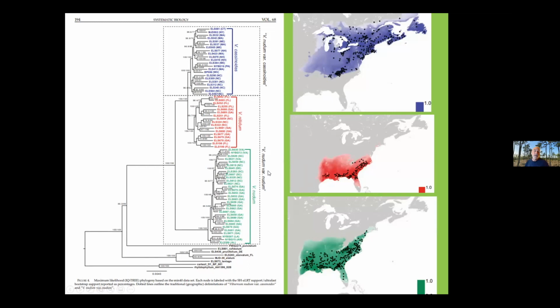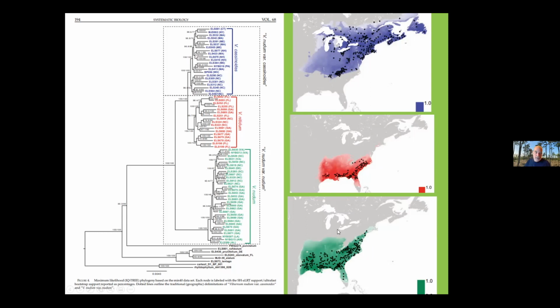So there was a crossed relationship of the two, and what the actual relationship was determined to be was contrary to the way the taxonomy had treated it. So if you look at the black dots, these are the mapping of herbarium specimens of cassinoides in the upper right, and nitidum in the middle in the red here, and then nudum in the green on the lower right corner.